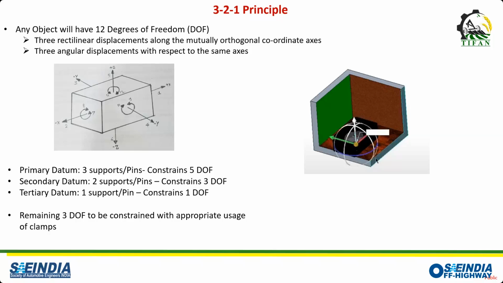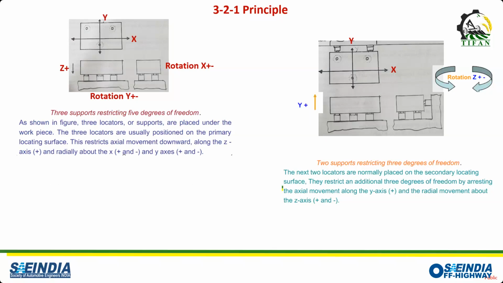In the same way, we consider the secondary datum, which is the next largest surface area, and the tertiary datum, which is the next largest surface area after that. Generally, with the 3-2-1 principle, having support on three datums constrains 9 degrees of freedom. We will obviously have 3 degrees of freedom remaining, which we need to constrain by appropriate usage of locators or clamps. I'll go ahead to the next slide, where I'll explain these three datums and how they constrain the respective degrees of freedom.